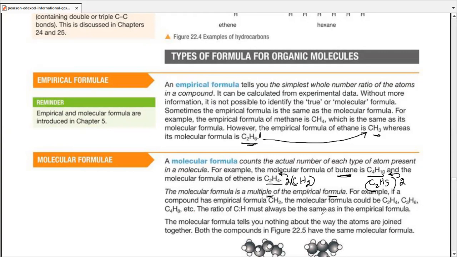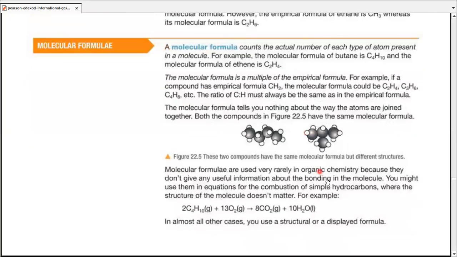So the same thing can be seen over here. With empirical formula CH2, the molecular formula could be C2H4, C3H6, C4H8. So the multiples can be many different ones. That's why empirical formula is not considered a complete formula. It's just a whole number ratio. These two compounds have the same molecular formula but different structure. In this case, we have a separate word.